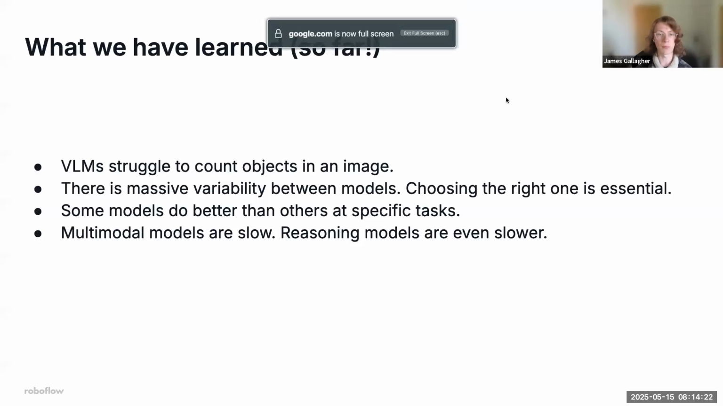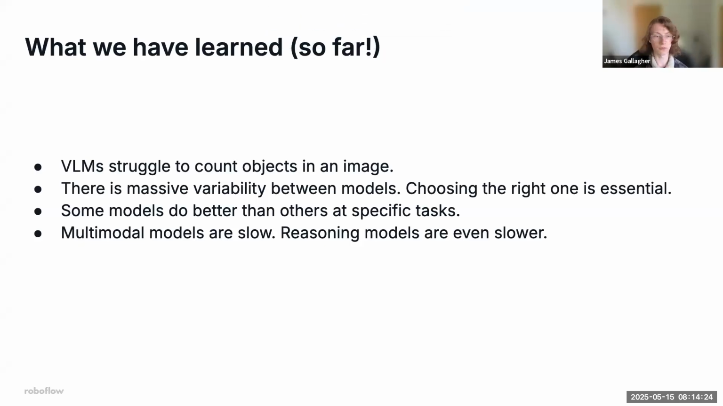What have we learned so far? What has Roboflow learned by looking through some of these visual results? Firstly, VLMs really struggle with object counting. Often the model's off by one, it may be off by two. In some cases where there's a large number of objects in an image, it can be off by 10 or more. And so if you're trying to do anything that involves counting objects, a VLM may not be best. We also learned generally there's massive variability between models. Some models really excel at some tasks and struggle with others. Some models are generally good across the board, but again, there are blind spots like object counting.